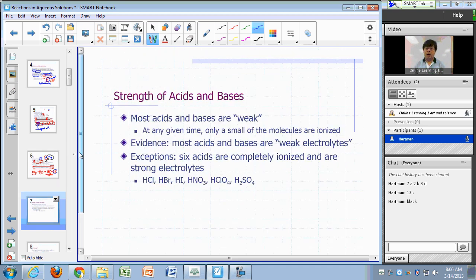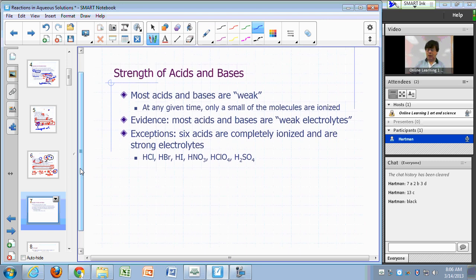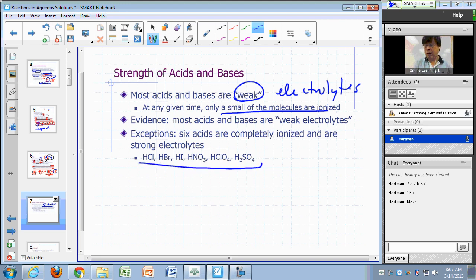Now, most acids and bases, molecular acids and bases, are weak. They're weak electrolytes, so they're weak acids and weak bases. When you say they are weak, what we really mean is that at any given instant, only a very small fraction of these molecules are actually ionized. Most acids and bases are weak electrolytes. And there are only 6 of these molecular acids and bases, all of them acids, that are known to be strong electrolytes. So we refer to these as your strong acids.